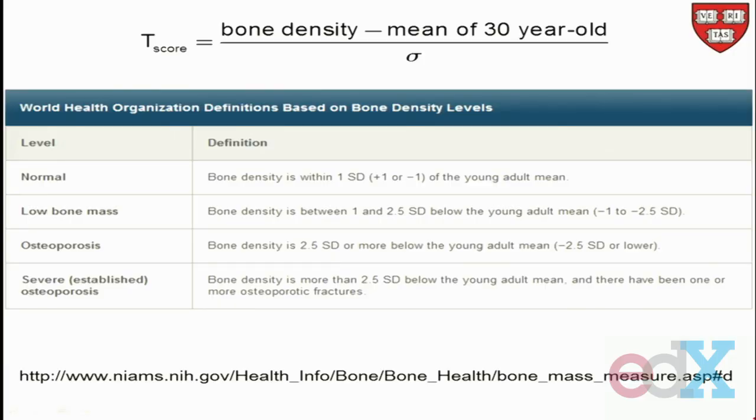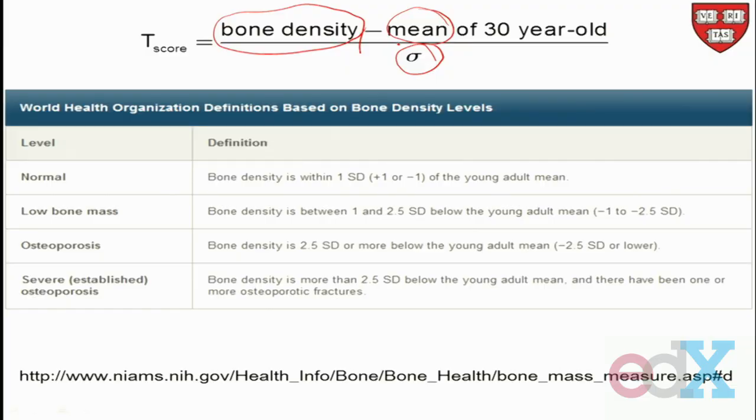So what the WHO, the World Health Organization, has done is define this quantity called a T-score. Actually, others have done this too. But here it is for the WHO. And what they've done is the usual way of standardizing that we've been doing up to now. You look at a person's score, and you subtract from that score a particular mean, and you divide by the standard deviation.